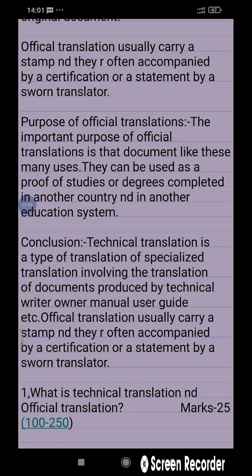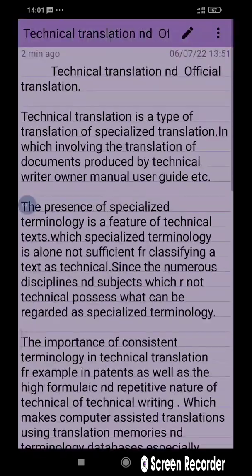Now the question is: what is technical translation and official translation? It will be coming in your examination paper, and it is repeating again and again in your last years' question papers. That's why I'm discussing it with you. The marks will be 25 and the word limit will be 100 to 250 words. So you have to follow the same structure.